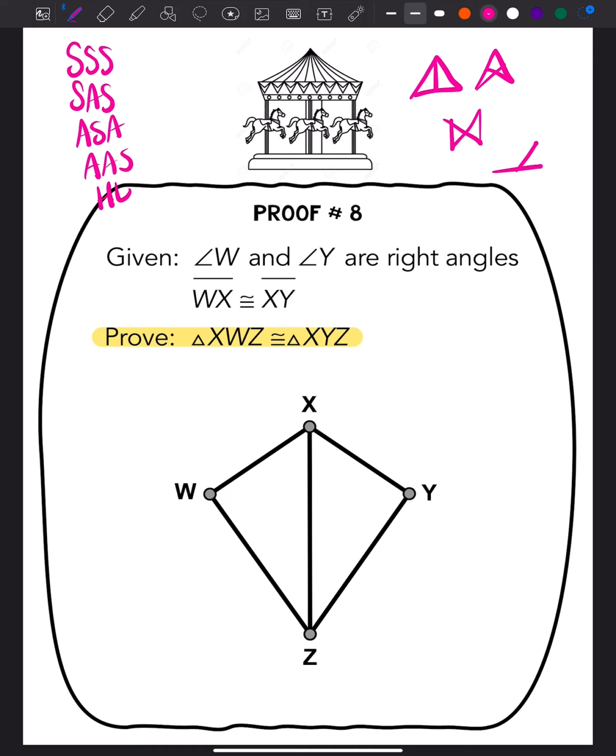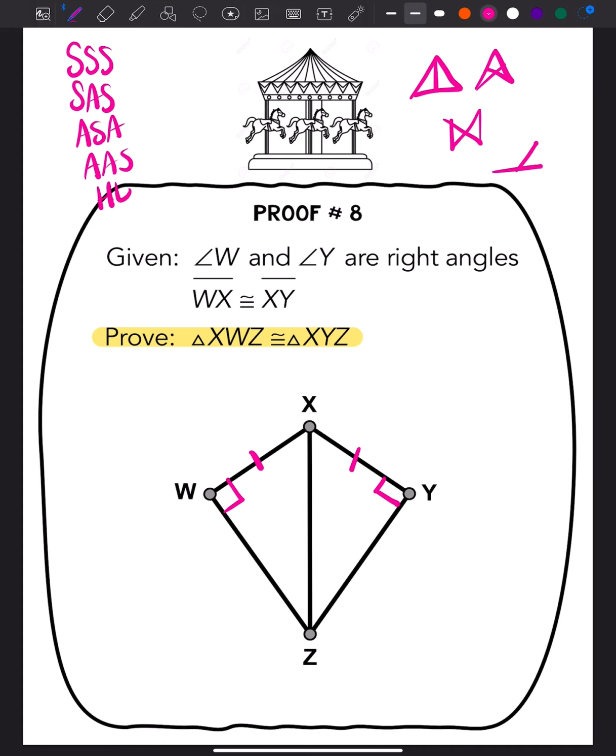So there's something going on here I'm not going to mention. But what I will mention is that we have W and Y that are right angles. So I'm going to mark that on my diagram. And we know WX is congruent to XY, so I'm going to mark that on my diagram. And I need you to figure out how we're going to prove that these two triangles are congruent. And I want you to go ahead and write out your proof. And I believe that you have everything that you need to determine what is the best way to prove that these two triangles are congruent.